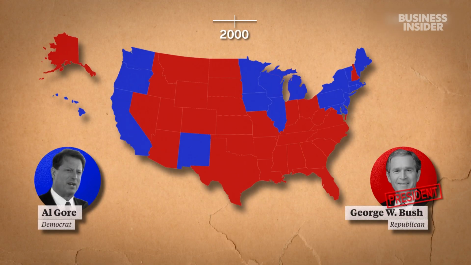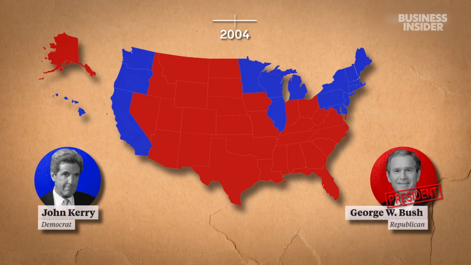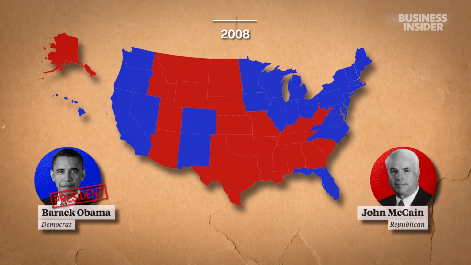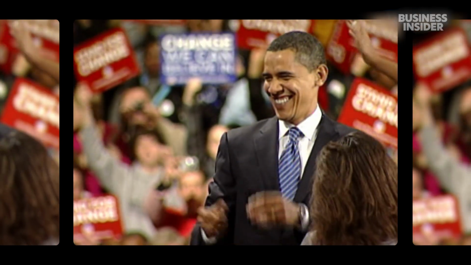In the wake of the 9/11 attacks, Bush wins again in 2004, coming close to rebuilding Reagan's Red Wall. But in 2008, during a devastating financial crisis, Democrat Barack Obama wins in a landslide, picking up solidly Republican states like Virginia, and becomes the first black president.